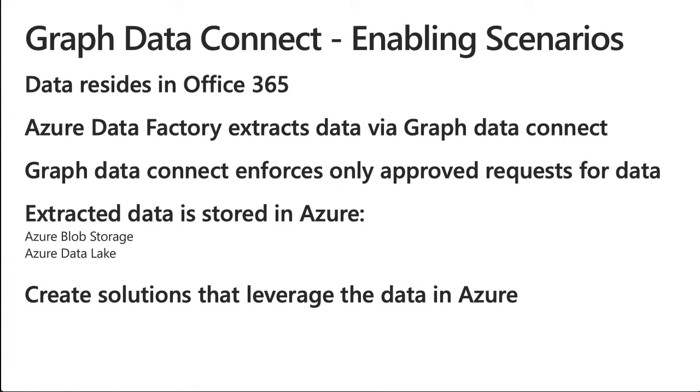So Graph Data Connect is only going to enforce the only approved request for the data that's made available. So I'm not going to be able to create a request to pull all of the data from my users' calendars and email if the request for the data has not been approved. So there's a whole approval process you're going to have to run through as well. We'll see that in the screencast.